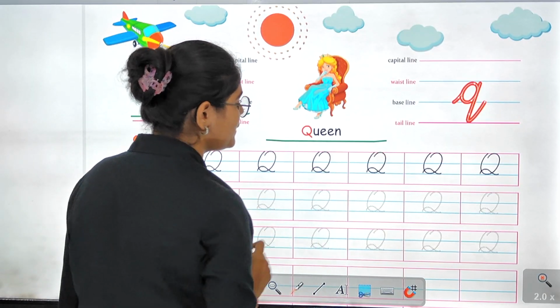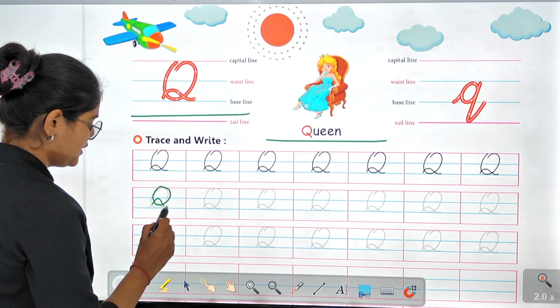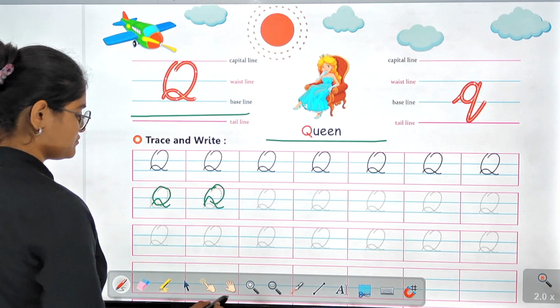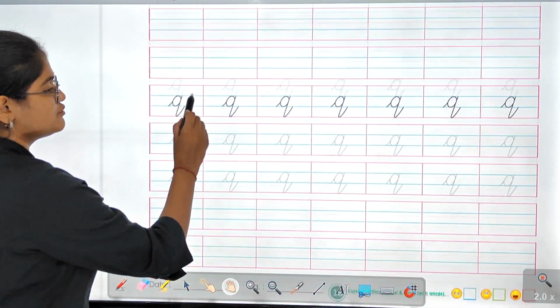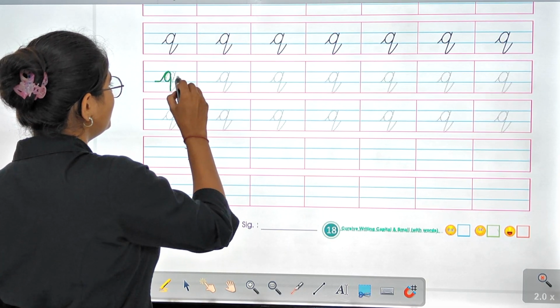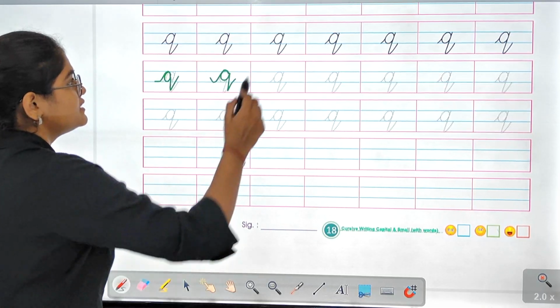Q for queen. So let's make Q for queen. Moving ahead to the small one. Let's make it very quickly. Q for queen.